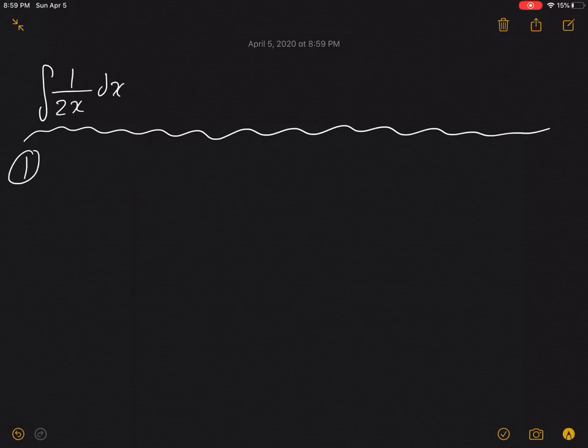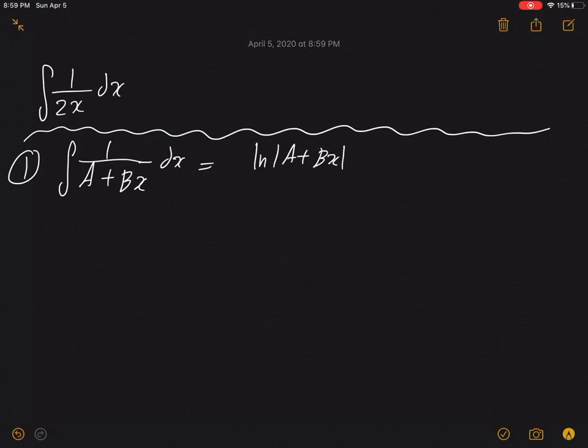First, by using the rule that states that the integral of 1 over a plus bx dx equals the natural logarithm of the absolute value of a plus bx, the linear denominator, divided by the coefficient of x, which is b in that case. Of course, plus the constant of integration, c.